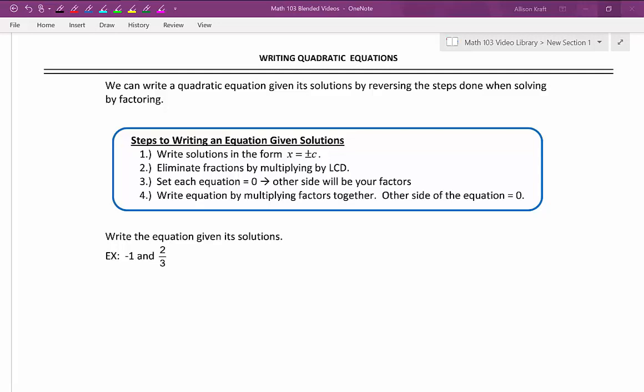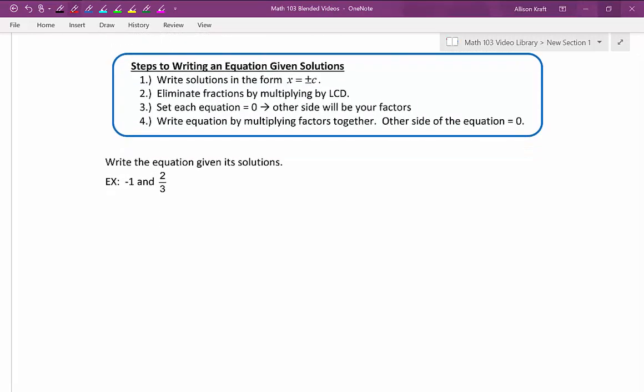So let's write the equation given the solutions -1 and 2/3. We'll start by writing the equations x equals -1 and x equals 2/3. Next, we want to eliminate any fractions by multiplying both sides of the equation by the LCD. Only one of our solutions contains a fraction, so we'll multiply both sides of the equation x equals 2/3 by 3 to eliminate the fraction. This equation becomes 3x equals 2.